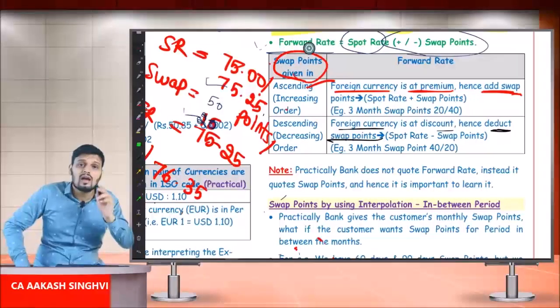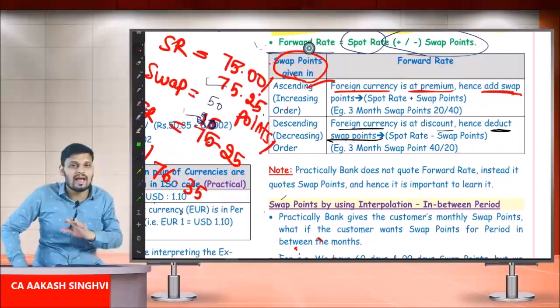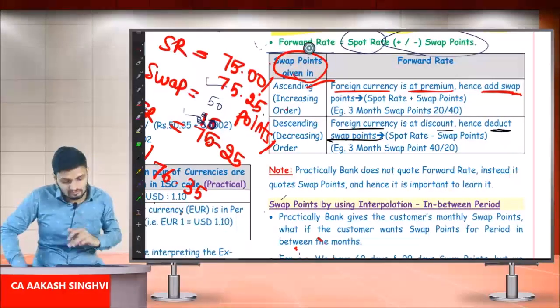Swap points come in every third examination. They have definitely tested this from swap points. So it's so important, and 6 to 8 marks is for sure.